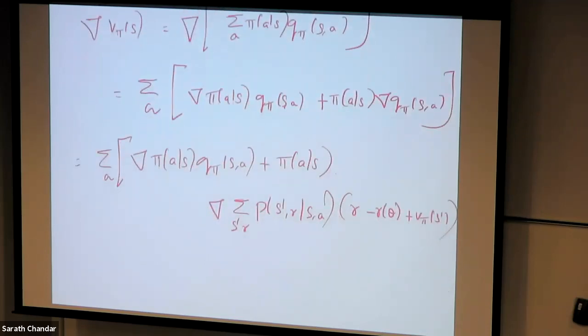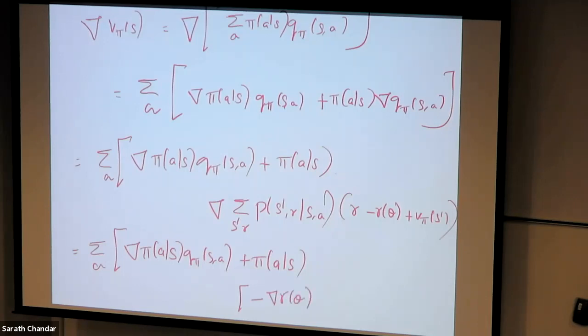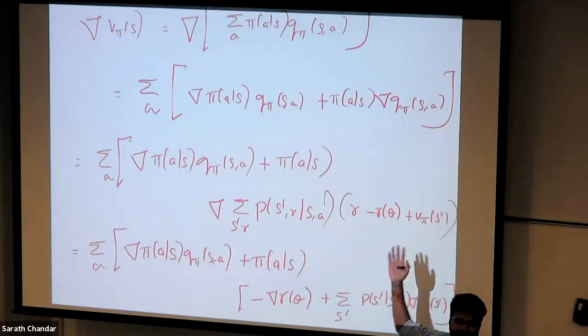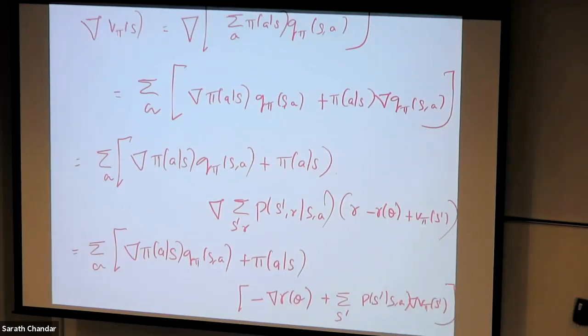Now, summation over a, the gradient of pi of a given s times q pi of s comma a, plus pi of a given s times what is inside, right? The r term would obviously disappear when computing the gradient because its gradient is 0. Now, r theta is not a function of s dash, so I can just bring it outside. So this becomes minus the gradient of r theta, plus the summation over s dash of p of s dash given s comma a times the gradient of v pi of s dash. Again, I have skipped a couple of steps here: you will have a summation over s dash comma r, then there's no r, so you remove the r. I just skipped the trivial steps. Okay, now this is fine.